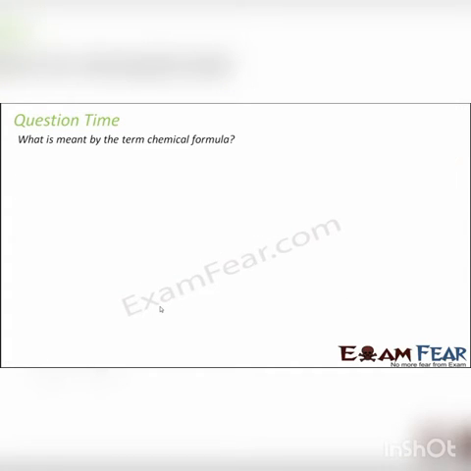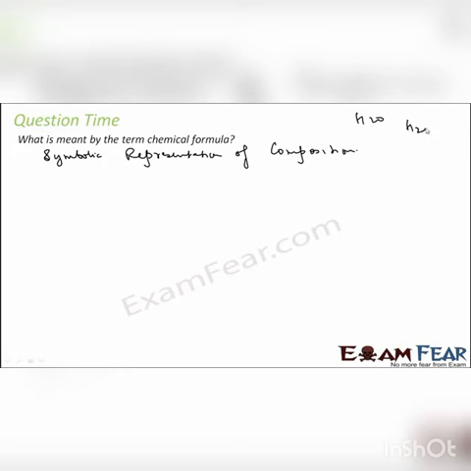What is meant by chemical formula? See, chemical formula we just told is a symbolic representation of its composition. For example, water is H2O, sulfuric acid is H2SO4, methane is CH4. So it will tell you what is the actual composition. It shows the constituent elements and the number of atoms also, the numbers of atoms of each combining element.